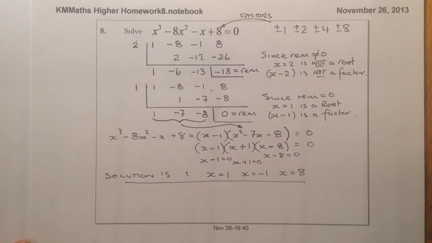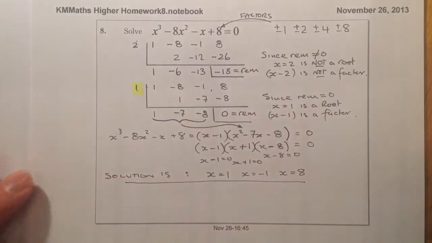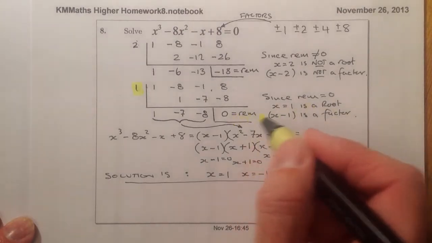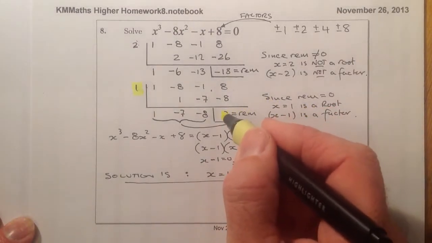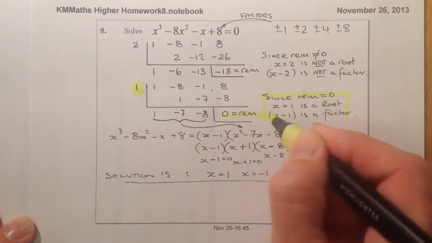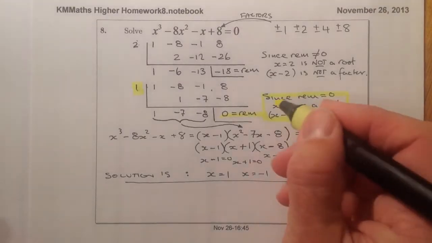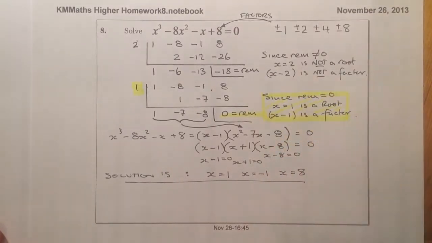Okay, let's see how we're going to mark this one. Okay, so first mark I'm going to get for choosing the number 1 and setting up the synthetic division. The second mark is going to be for working out a remainder of being equal to 0, and I'm going to also just include this kind of statement here. So that statement will also be included in that. Once I've got that statement there, that's my second mark.